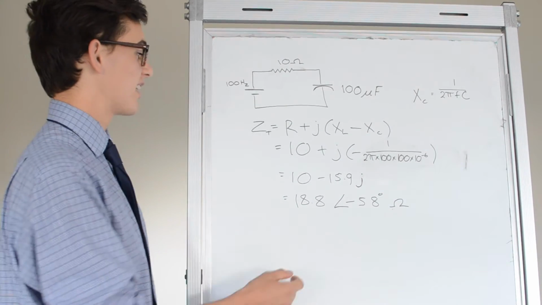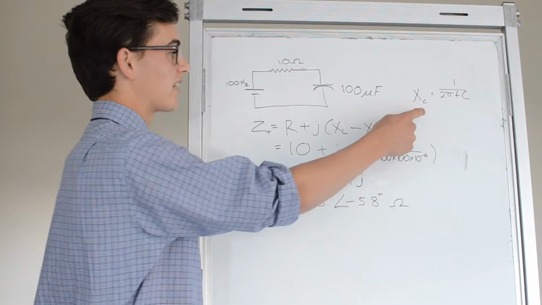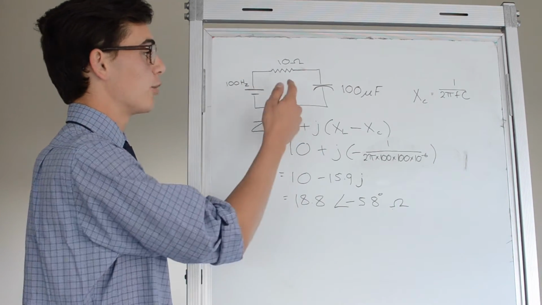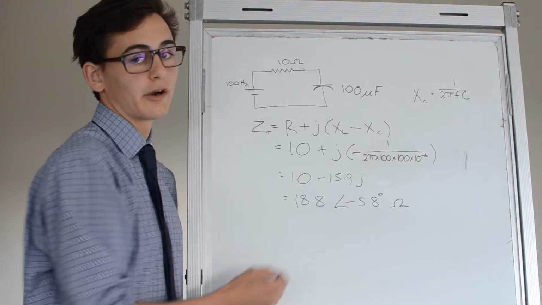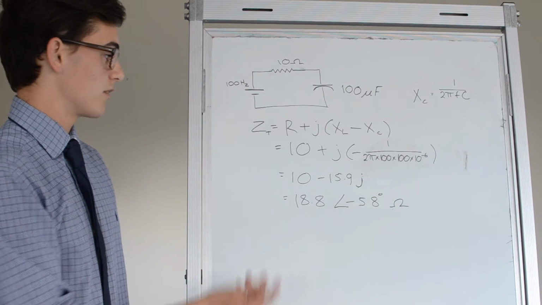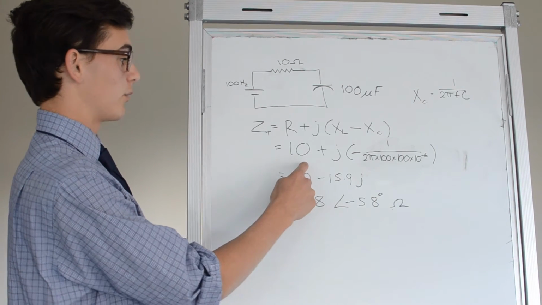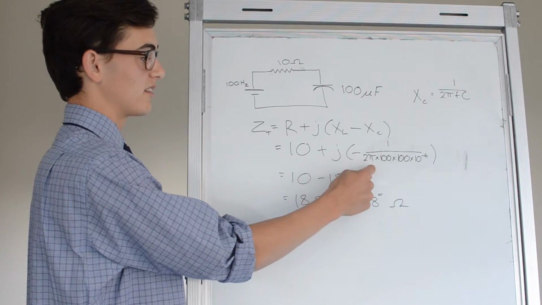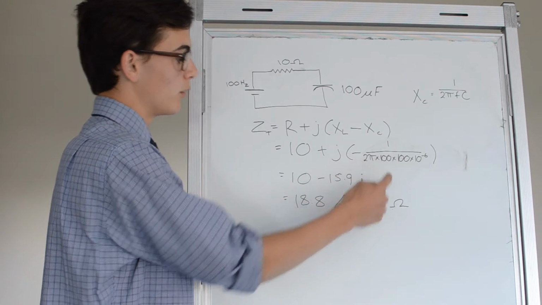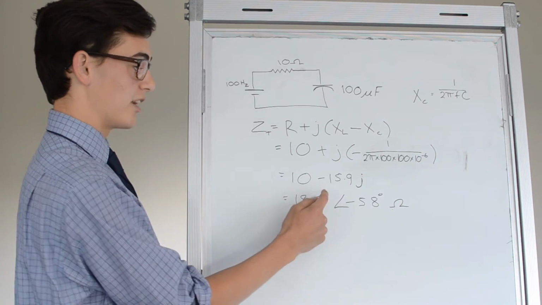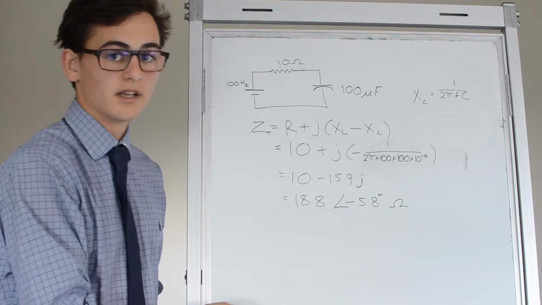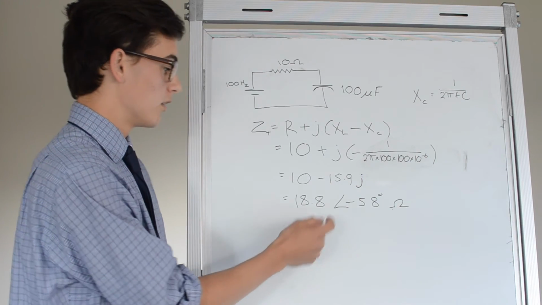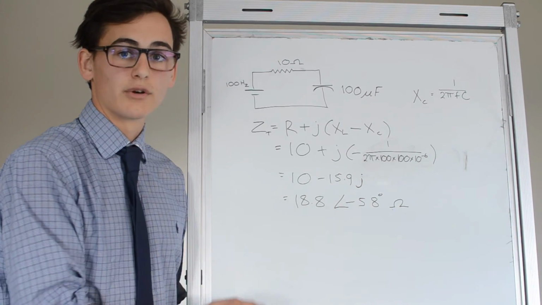Using the previously stated equations for impedance and reactance, we can now calculate the total impedance of this circuit with a 10 ohm resistor and a 100 microfarad capacitor. This gives us the form in rectangular, so we have a resistance of 10 plus J times the reactance of the capacitor. We find this in the rectangular form of 10 minus 15.9 J, and this equates to the polar form of 18.8 with an angle of minus 58 degrees ohms.